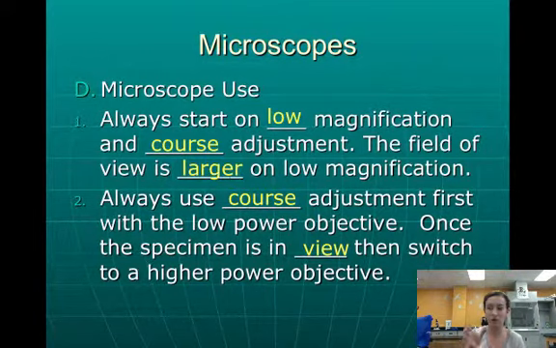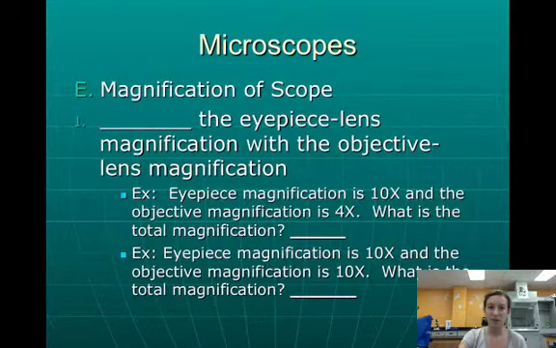Remember I told you we don't want to put the long objective there and move the stage because we could break the slide or break the lens. We always want the smallest objective and then we can move the stage up and down. Once the specimen is in view, once you can see it on the low objective, then you can switch to a higher objective to see it even better.